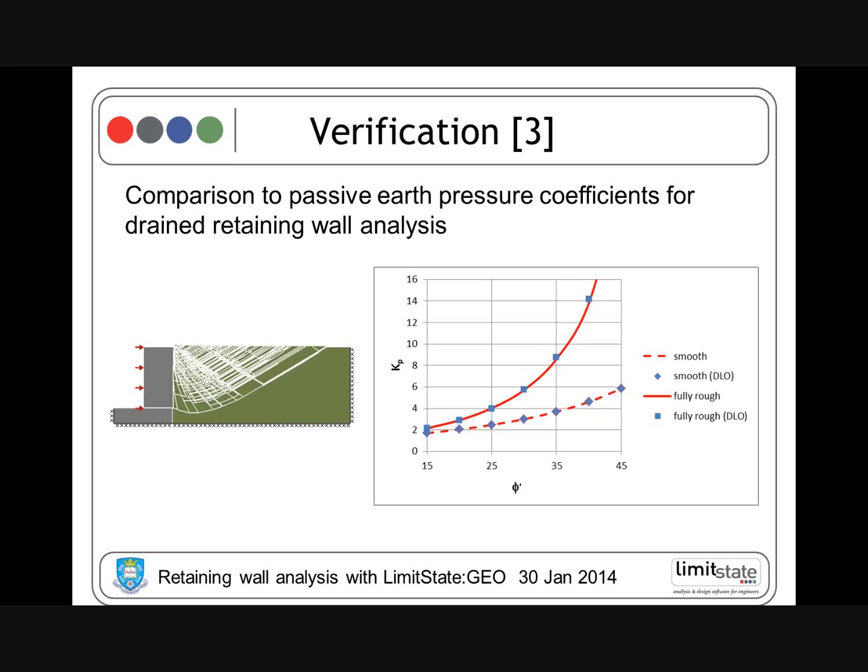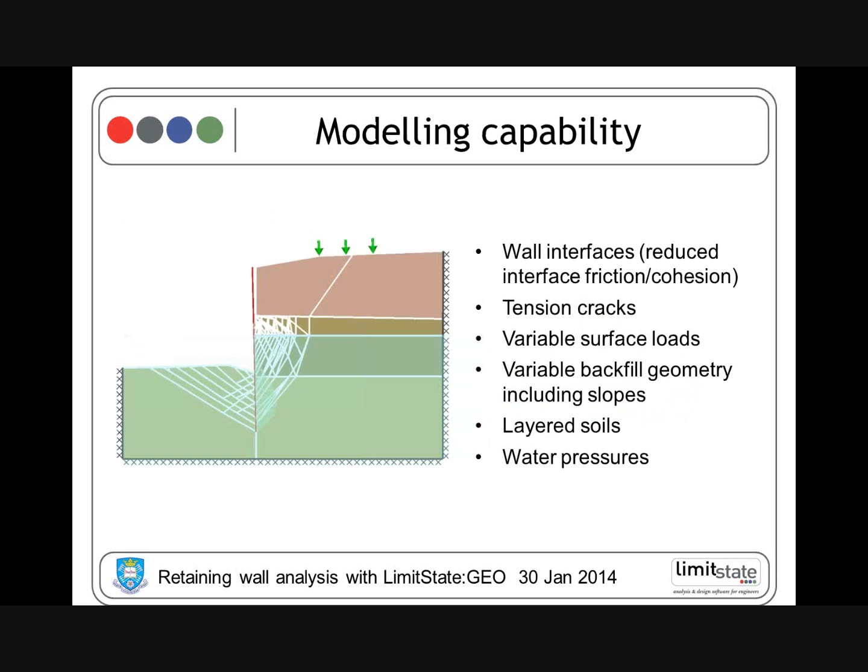So we do get very close correlations with active and passive pressures derived for these types of problems, but we can go further than that with the software. So just to pick out some of the other features that the software can model in terms of retaining walls, sorts of things that are important to a range of problems. With a retaining wall, you can't see it in detail here, but it is possible to specify the interface property between the wall and the soil. Often we're going to model that as a lower strength than the soil itself, and that is straightforward to do.